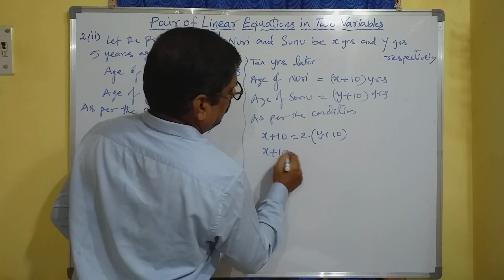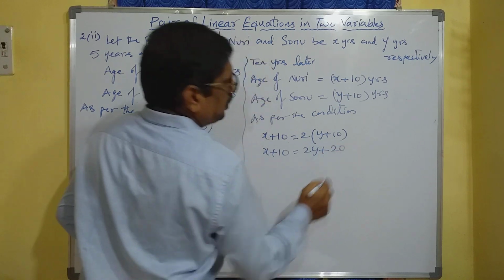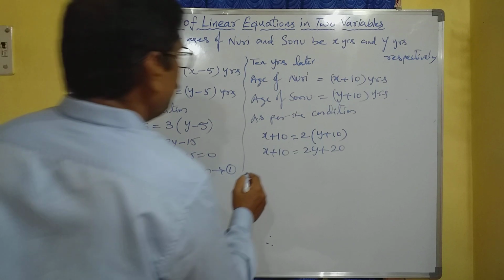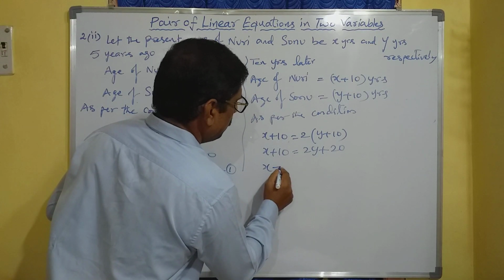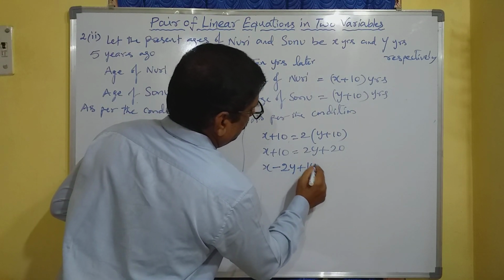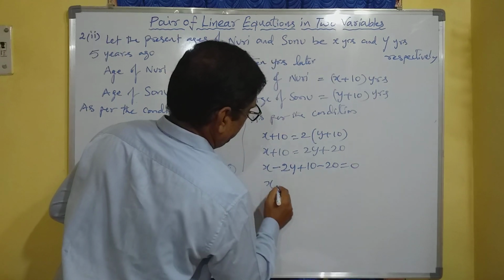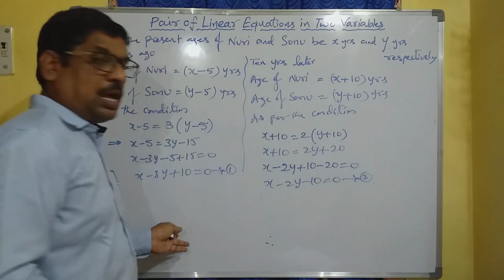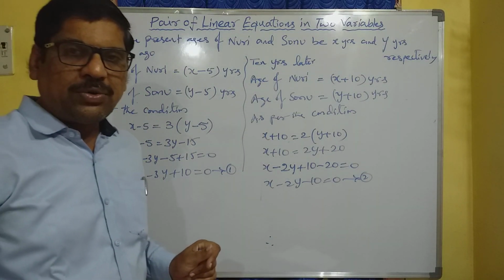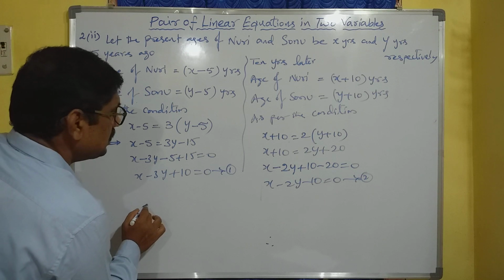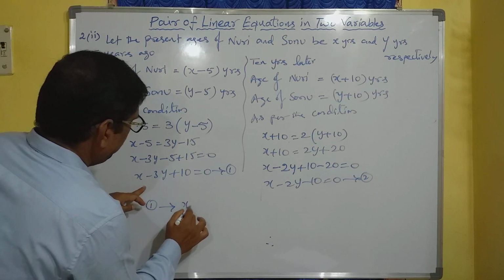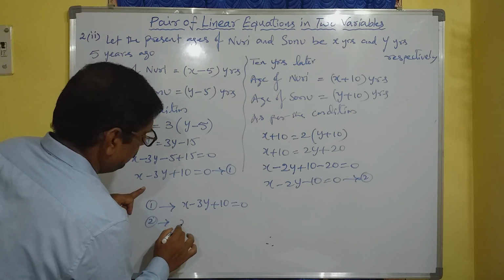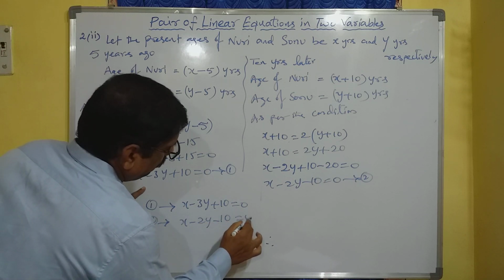So x plus 10 is equal to 2y plus 20. Taking the terms from the RHS to LHS, we get x minus 2y minus 10 is equal to 0. This is the second equation. Let us solve these two linear equations by using the elimination method. The first equation is x minus 3y plus 10 is equal to 0, and the second equation is x minus 2y minus 10 is equal to 0.